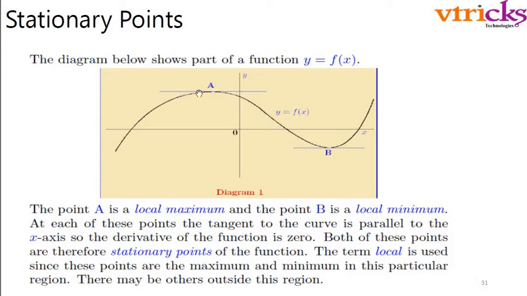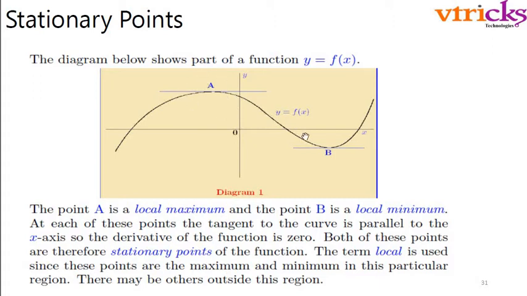Observe that at each of these points, when I draw the tangent at A, this tangent is parallel to the x-axis. Similarly, when we draw the tangent at B, this is also parallel to the x-axis. We call them local maximum and local minimum because there may be another point beyond this point where the function may be still higher or maybe little lower.